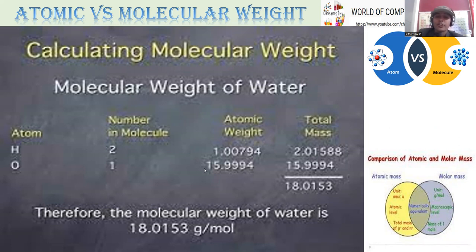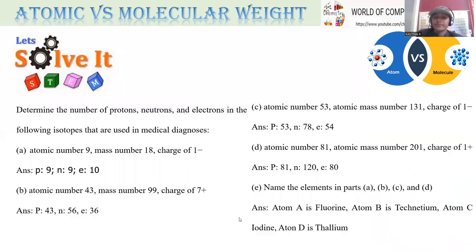One oxygen contributes 16. 15.99, almost equal to 16. 16 plus 2 will become 18.0153. This will be the molecular weight of water. Gram per mole is the representation of molecular weight.